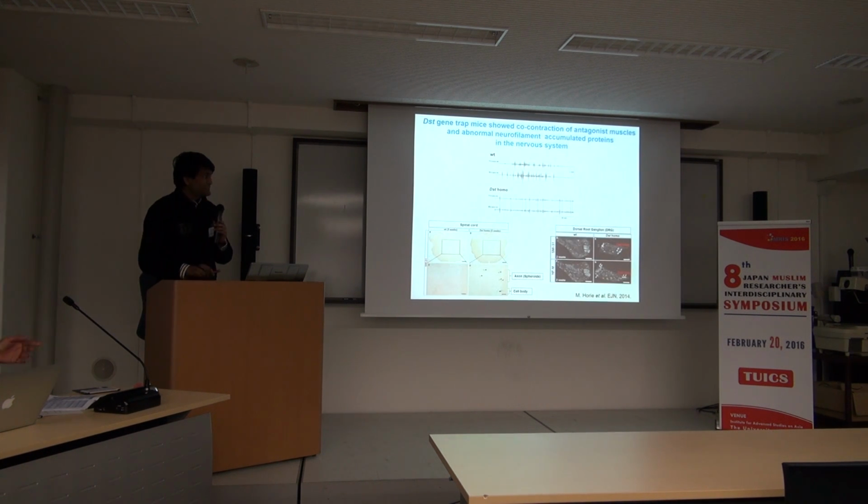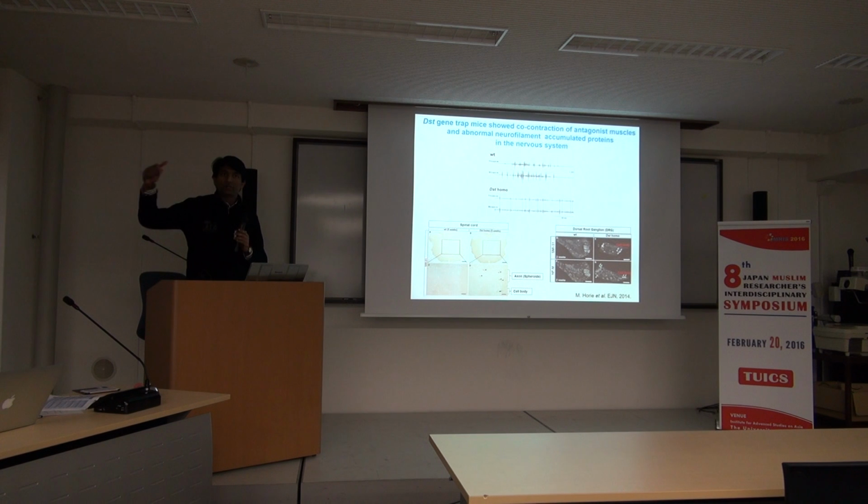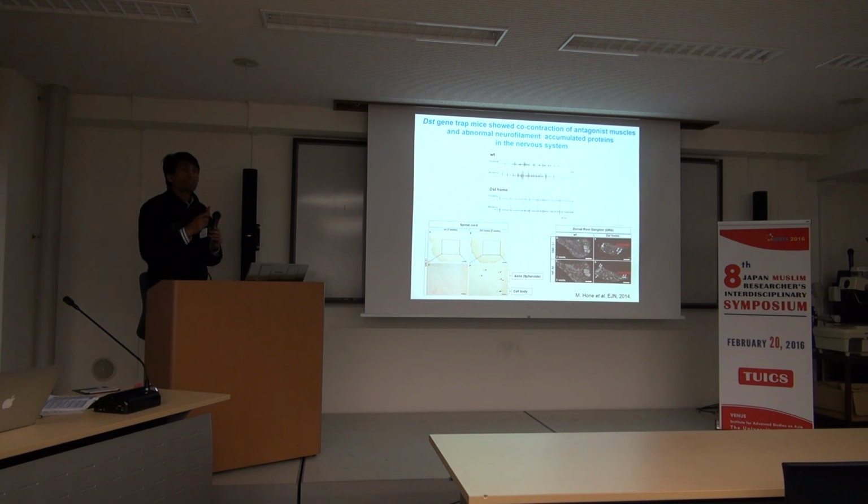Using this mouse model, in 2014 the first paper from our laboratory was published. As I mentioned earlier, in the wild-type mouse you can see the triceps and biceps muscles, which move the forelimb, are not working at the same time. But in the case of our homozygote mouse, which is the mutant mouse, you can see by the dotted line that the muscles are contracting at the same time, so they cannot move their muscles.